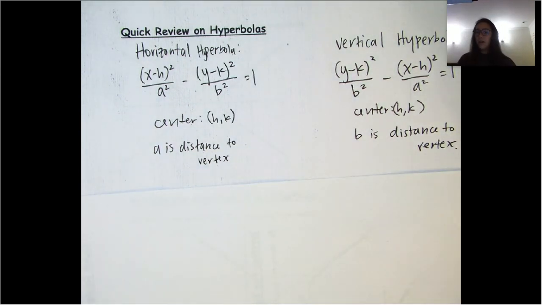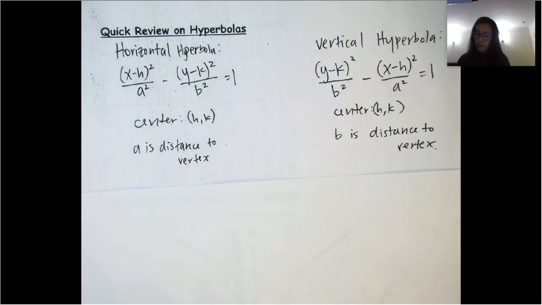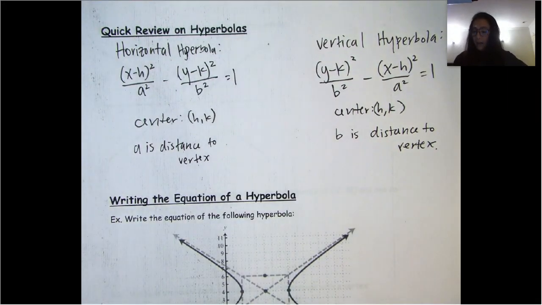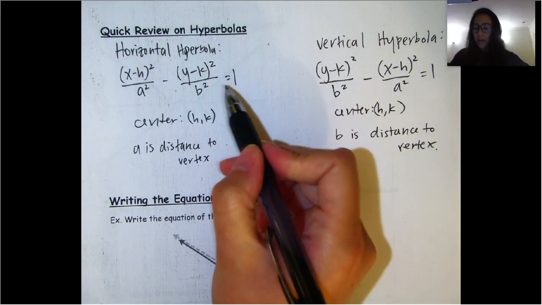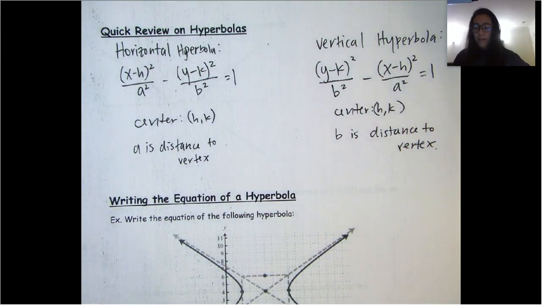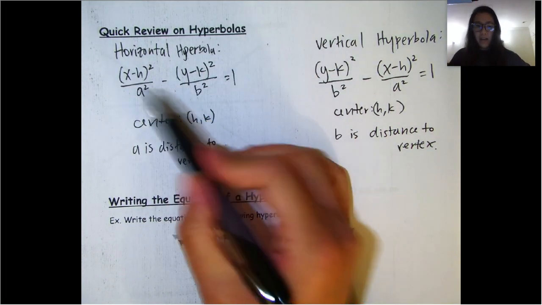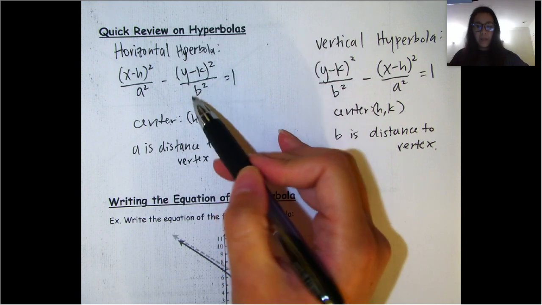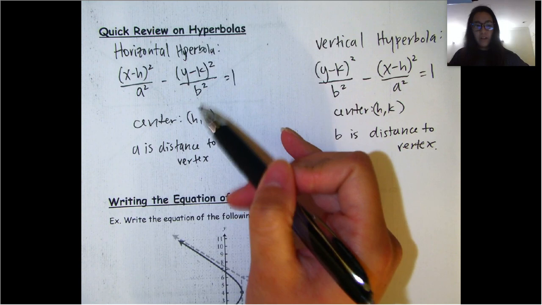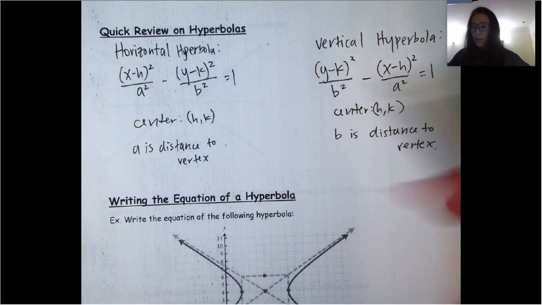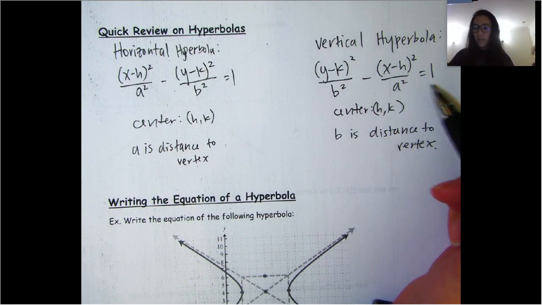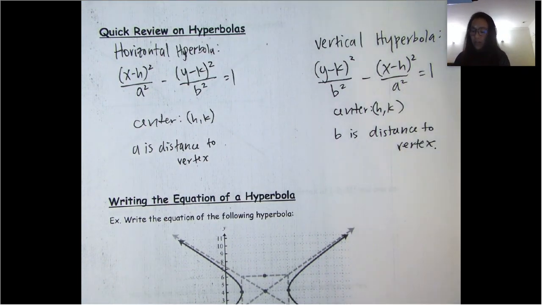All right, so let's go ahead and try writing some equations. We're going to start with one where we're given a graph. So if you're looking at these equations, this is how I want you to set up your equation, either like this or like this. Basically all we need for our equation is h and k, which is the center, and then a and b. a is the distance to the vertex, b is going to be the distance to the co-vertex when we're talking about a horizontal hyperbola, and when we're talking about a vertical, it's the other way. So b is going to be the distance to the vertex, and a is the distance to the co-vertex.